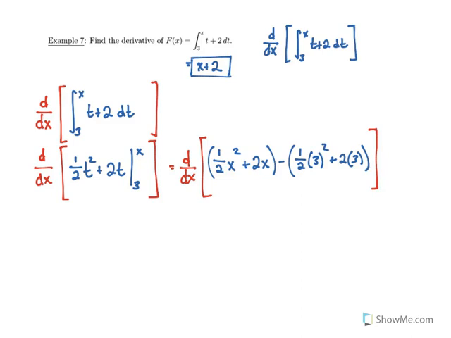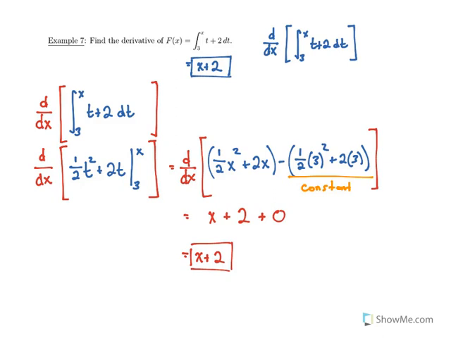And now I'm going to take the derivative of each of those things. Well, the derivative of 1/2 x squared is going to give me just an x. The derivative of 2x is 2. And the derivative of all of this, it's gross, but this is just a constant. And the derivative of a constant is 0. So this will give me x plus 2.